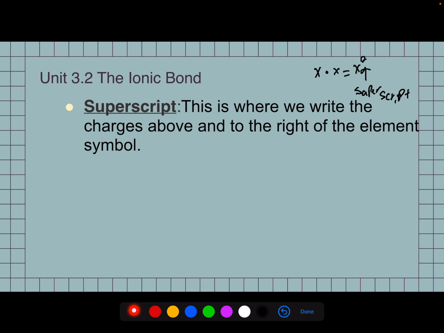Okay. Another way to think of a superscript, right? You guys have heard of Superman, right? He's a man that's above you, right? That's what super means. Super means above. So a superscript is above, and script means writing. Okay.